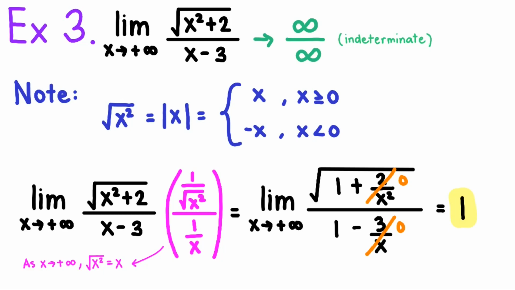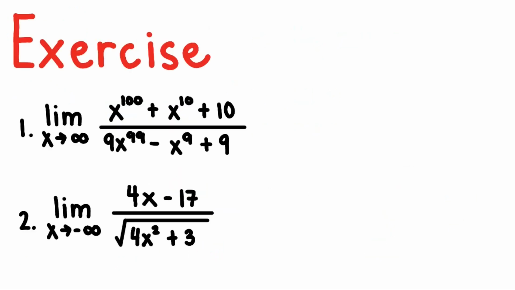So yeah, I hope you got that one correctly. If not, I hope you understand the process in solving this example as well as the first 2 examples in this video. To formally end this, here are 2 exercises that you can work on. So first we have the limit as x approaches infinity of x raised to 100 plus x raised to 10 plus 10, all over 9x raised to 99 minus x raised to 9 plus 9. So it might seem overwhelming and scary at first, but the key here is to just apply the same concept that we had earlier, especially in example number 2.